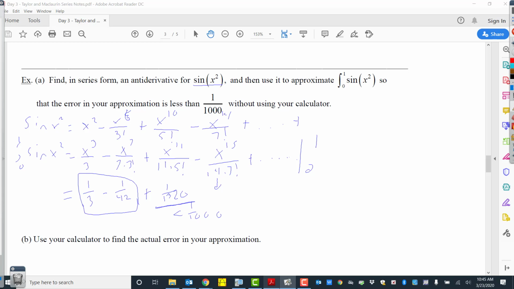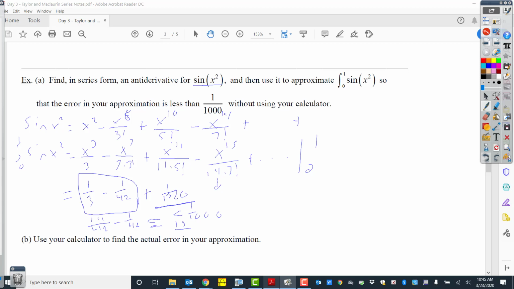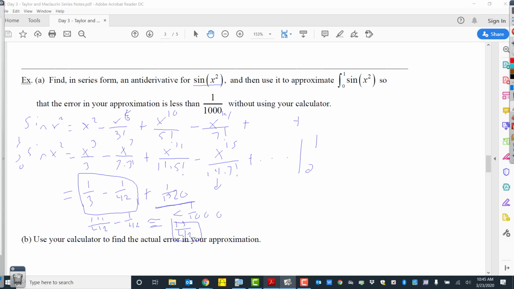Alright, so 1 over 3 minus 1 over 42 can be changed to 14 over 42 minus 1 over 42. So this integral is approximately 13 over 42. So that's what we're saying is our approximation. And we're saying it is within 1/1000th of the actual answer.